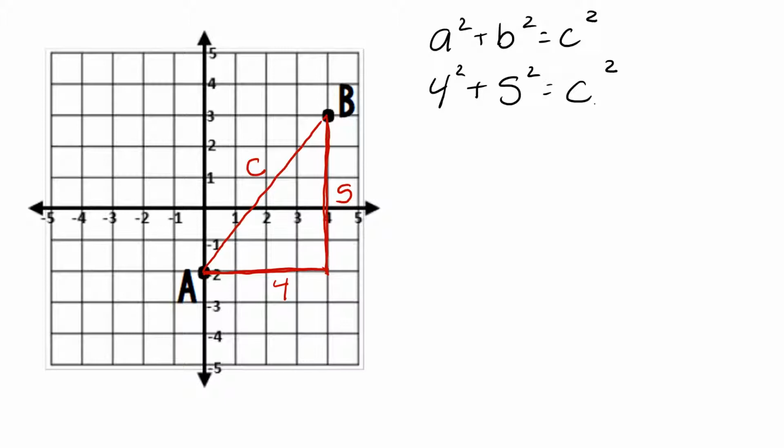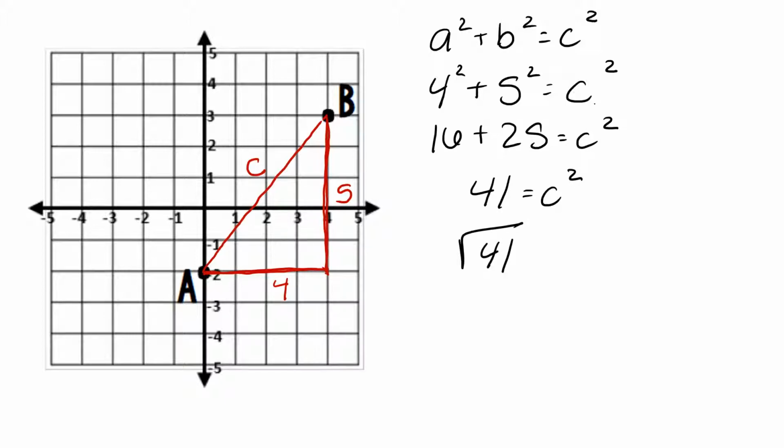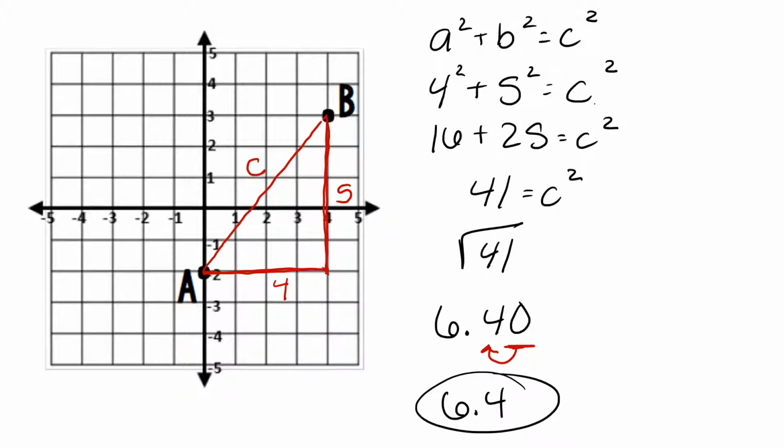4 squared is 16. 5 squared is 25. Add those together to get 41. Last step of the Pythagorean theorem is to take the square root, which is going to give us a decimal of 6.40. Looking at that second decimal place, 4 or less, we round down. 6.4 is going to be our answer.